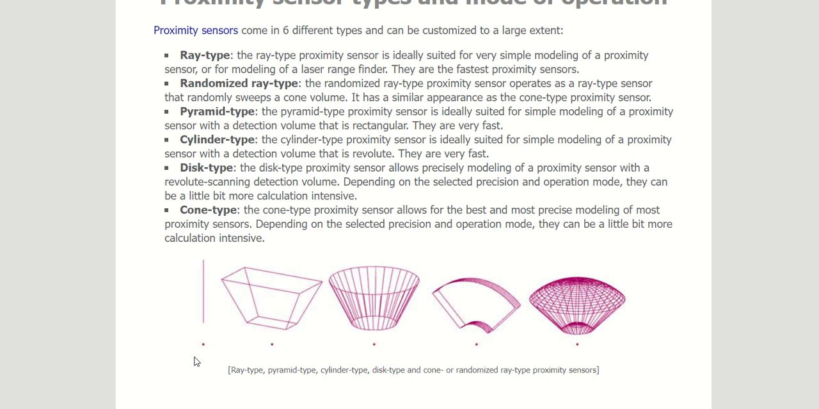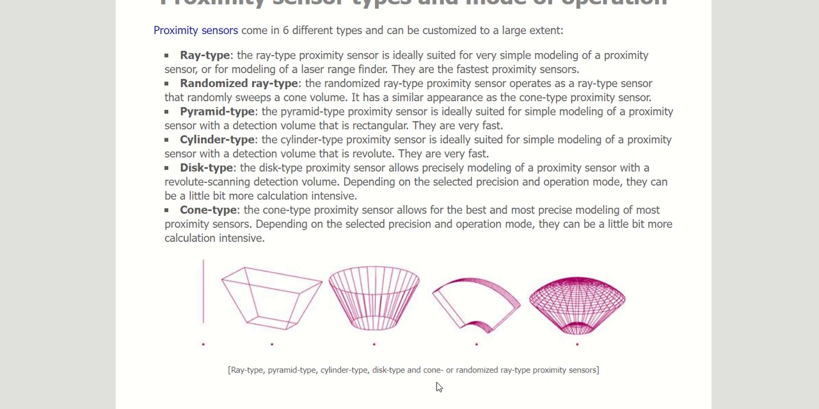Then we have the randomized ray type, which are proximity sensors that operate as ray type sensors that randomly sweep a cone volume, right? It randomly sweeps a cone volume. So it has a similar appearance to a cone type proximity sensor. So the randomized ray type would be similar to the cone type, but it has not been shown here, so I will not be able to show it to you.